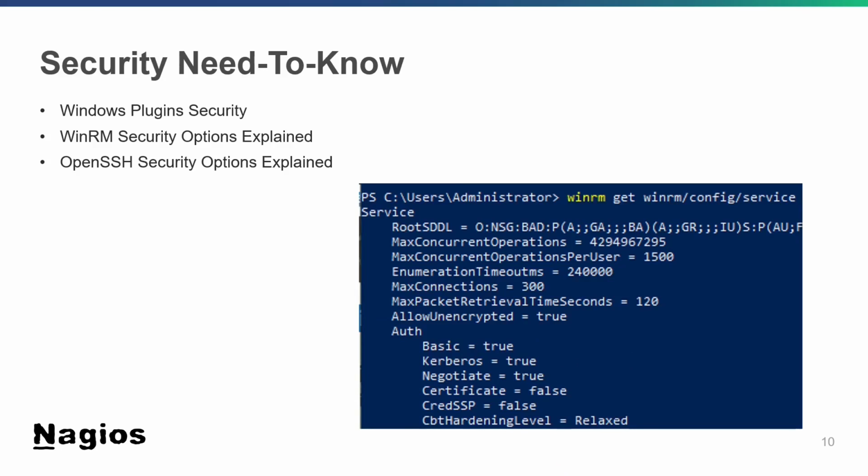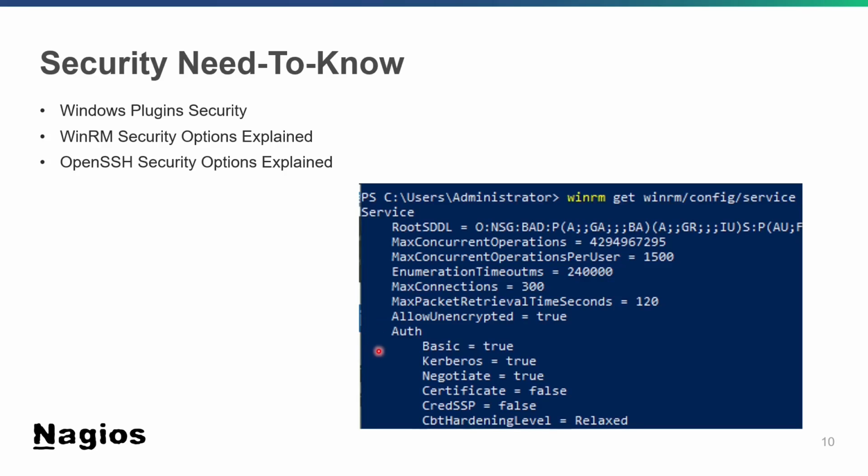So the first option is AllowUnencrypted. Right now I have this set to true. Excuse me, I'm tripping over my own tongue already. So WinRM at its heart is just a SOAP API. So AllowUnencrypted true means that you will allow HTTP or HTTPS connections. If it's false, you will only allow HTTPS connections.